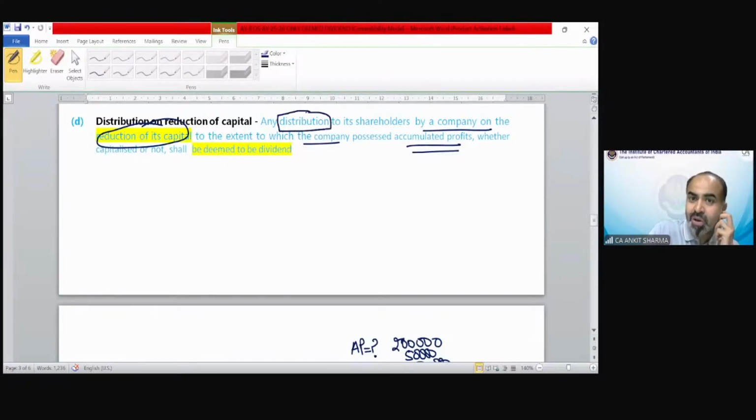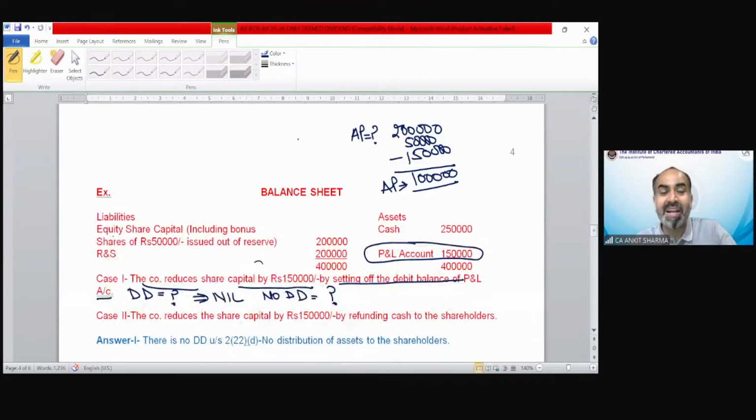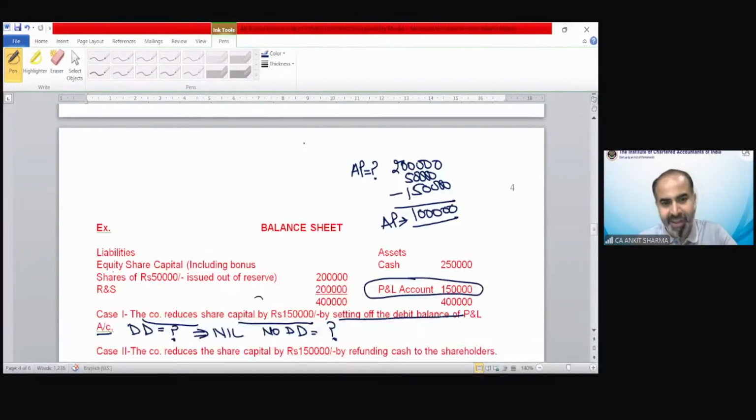The provision says distribute something to the shareholder. What did we do? The company did not distribute anything. The company set off the accumulated profit against the P&L. So does the shareholder receive something? In the first case, you can see the shareholder does not receive anything. So understand, right? If there is a question, that does not mean there must be some calculation requirement. There could be an answer, and nil is also an answer. Just as one answer is, yes, this is the amount of deemed dividend.